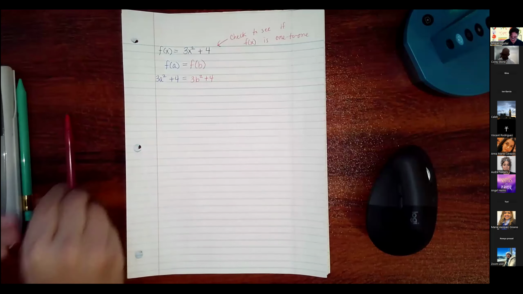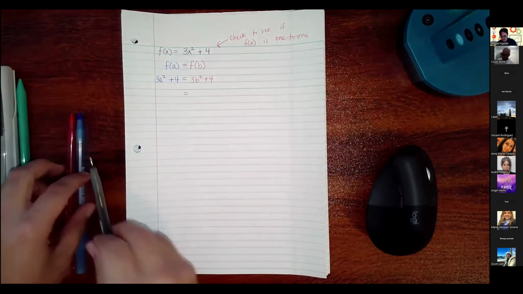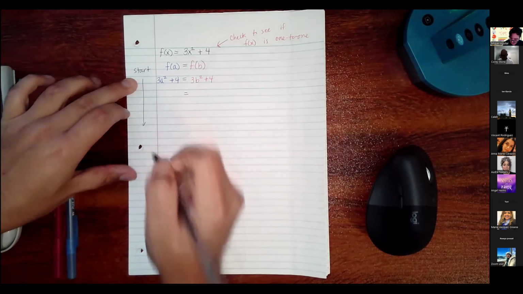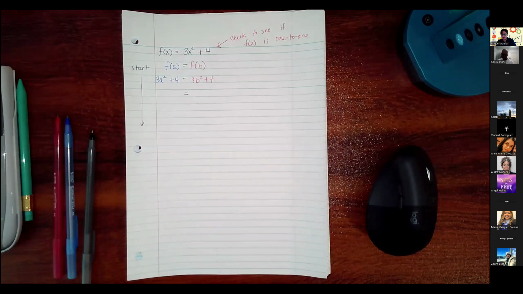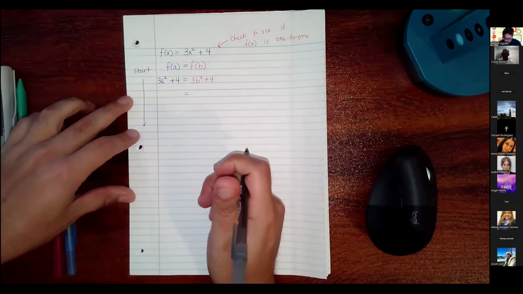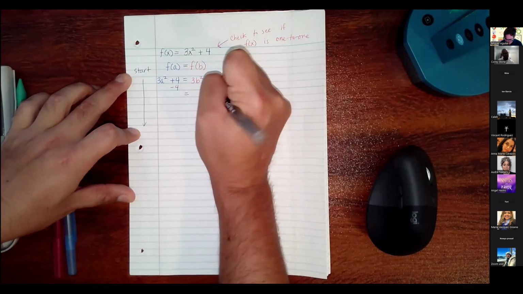Questions, comments up to this point? So that's going to be our start. And we'll see how this goes. So just to make it easy on ourselves, we want to focus on getting the a by itself. Okay, so let's take care of the easy stuff first, like the addition and subtraction. Can I move that positive 4 over to the other side? Can I cancel it out? How am I going to do that? Yeah, I'm going to subtract 4 from both sides.